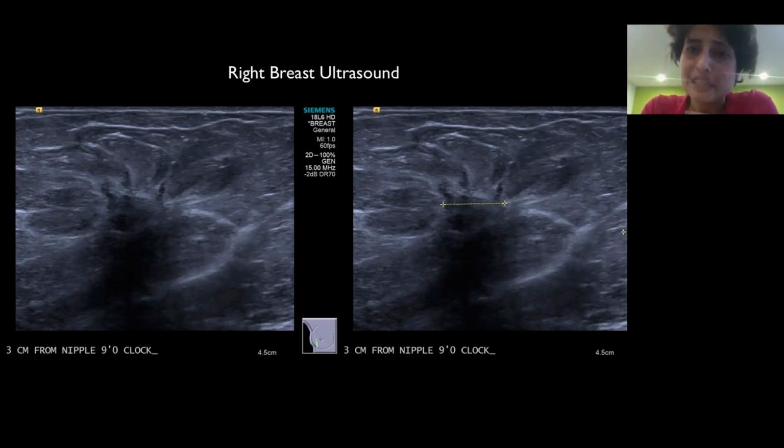So this is a single lesion that is seen in the right breast, approximately 3 centimeters from the nipple, and in the 9 o'clock position. It has irregular margins, it is spiculate, and it is causing posterior acoustic shadowing. The other thing that I would say is taller rather than wider, to indicate that it is a malignant lesion, although this is not something that is always true.